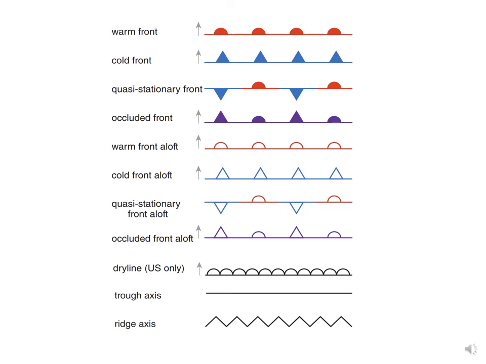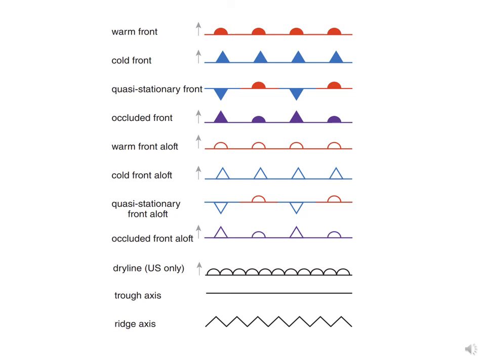And then we have a stationary front. A stationary front is not moving north or south. It's stationary. You have cold air typically that wants to move south in the northern hemisphere and warm air that wants to move north. And when they collide and don't move, you get a stationary front.